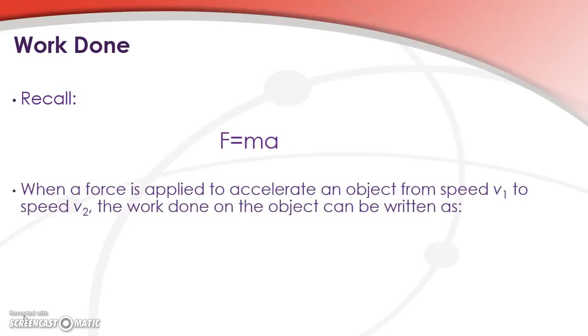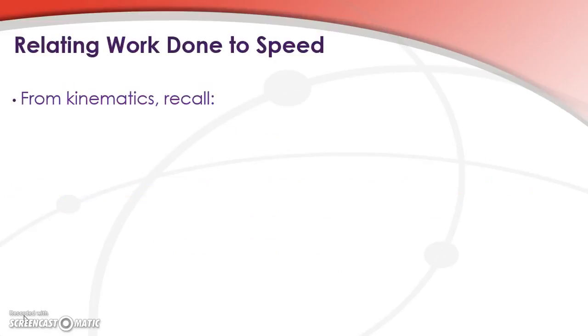Okay, so let's back up for a second and remember last unit. Force equals mass times acceleration. When a force is applied to accelerate an object from v1 to v2, the work done on the object can be written as force times delta d, but by substituting in mass times acceleration for force, we get work equals mass times acceleration times delta d.